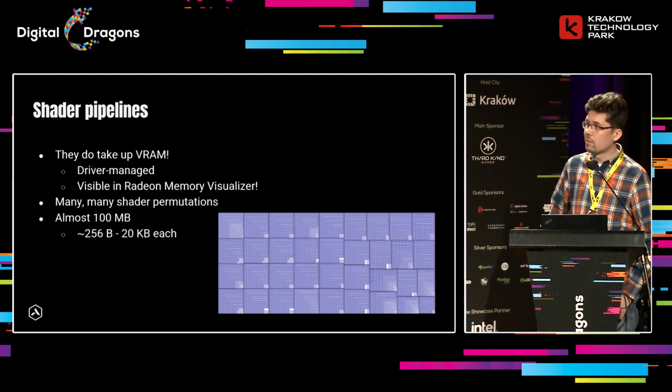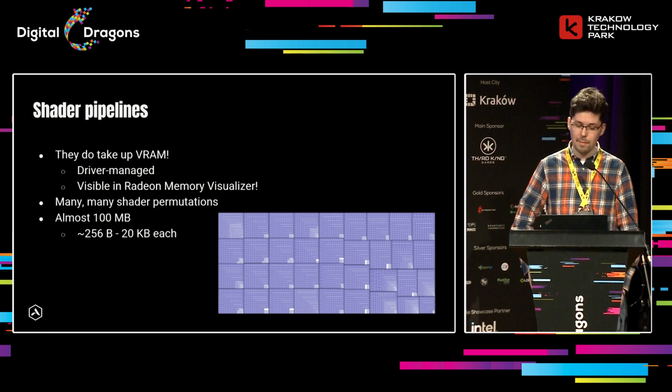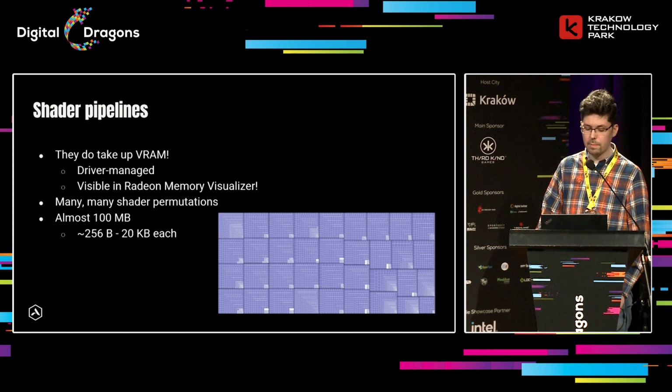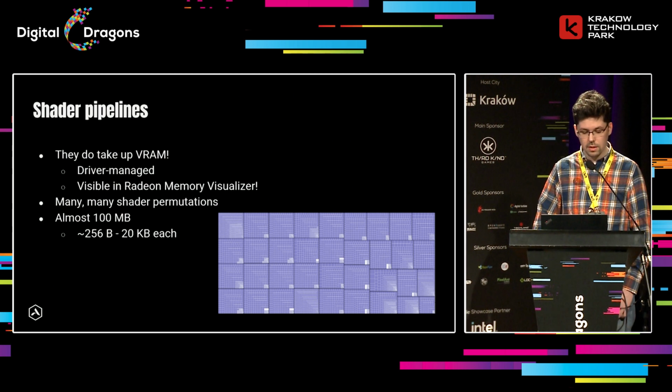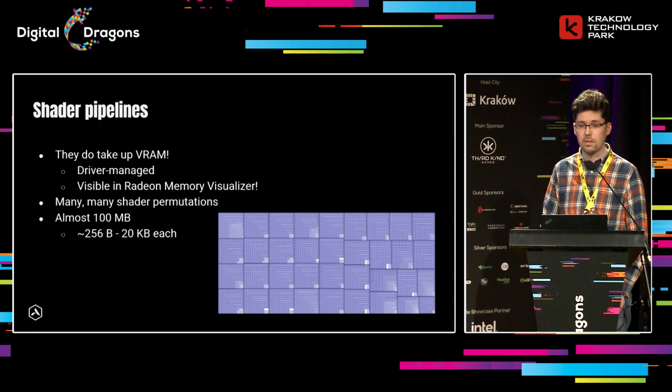I also quickly just want to mention shader pipelines. They do actually take up VRAM, even if you might not think that they take up a lot, and it can add up in some cases. The memory for them is, of course, driver managed, so it's not something you need to do yourself, which Lou mentioned. But they are visible in the Radeon Memory Visualizer, which is really convenient. So if you're worried that you have too many shader permutations loaded, for example, you can really confirm that there.